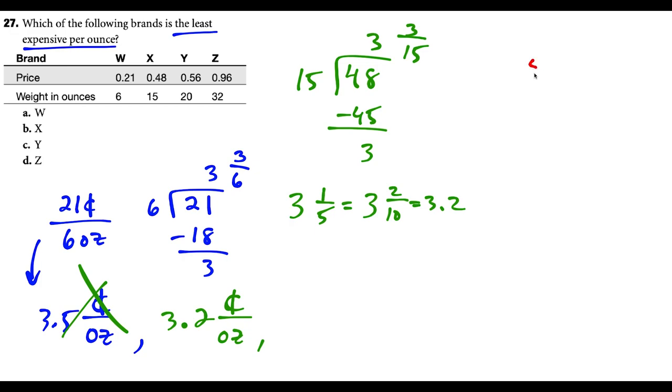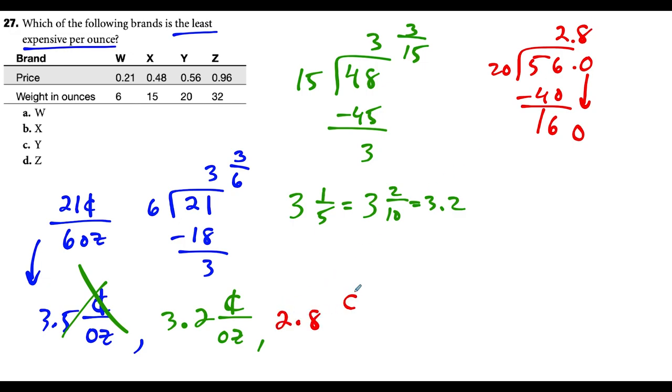So now we're doing 56 cents divided by 20. And 20 goes into 56 two times. We do minus 40. Oh, it's already looking cheaper. And we have 16 left over. I'll put a decimal and a zero so I could carry it down. And I have to put a decimal here. 20 goes into 160 eight times. So here we go, 2.8 cents per ounce. So that means this one is now out.